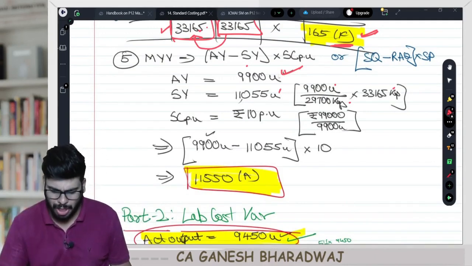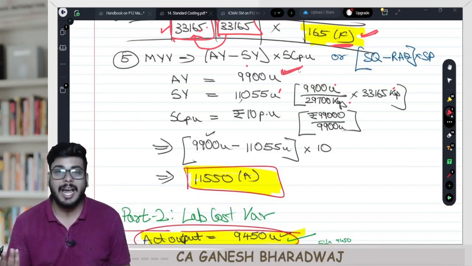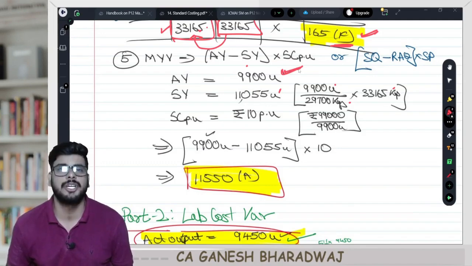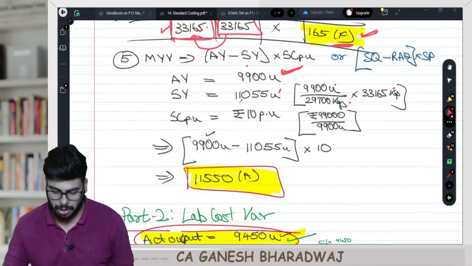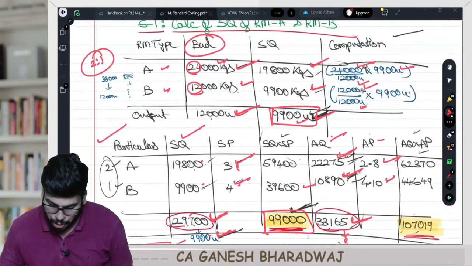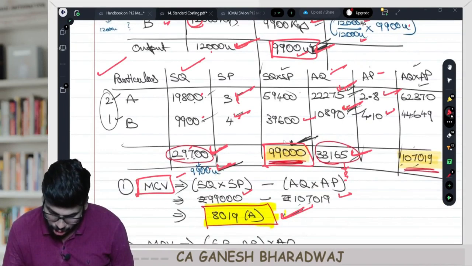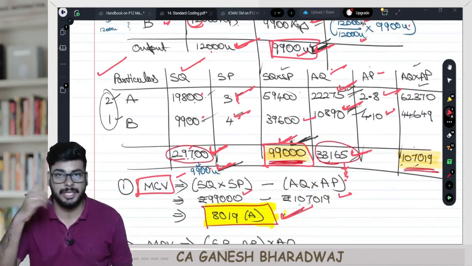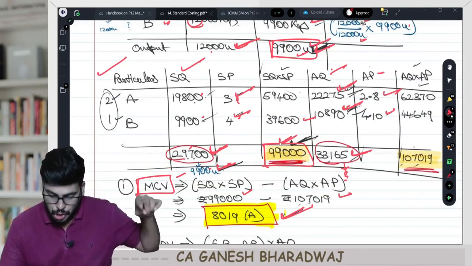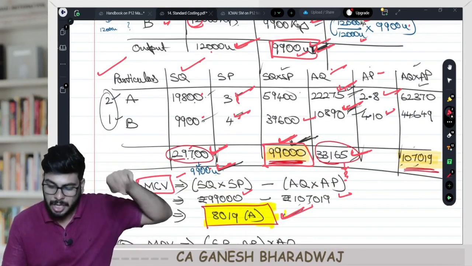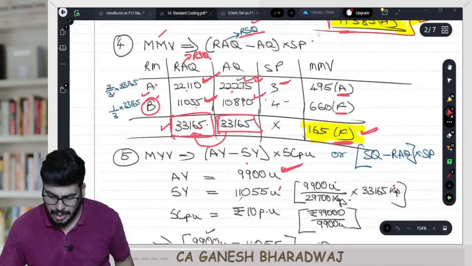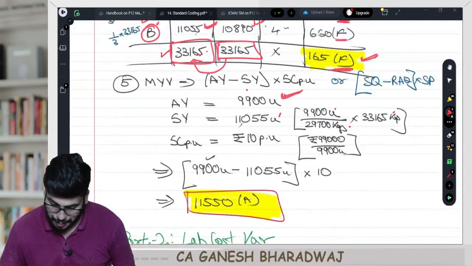11,055. But you have actually got only 9,900, and every unit of output cost me how much? Standard cost per unit. Very simple. You go there and find out here. The total cost is 99,000 rupees for an output of 9,900. You are allowed to incur 99,000 rupees for an output of 9,900. For every unit, how much are you supposed to incur? 10 rupees. Are you clear with this? 10 rupees you are allowed to incur.